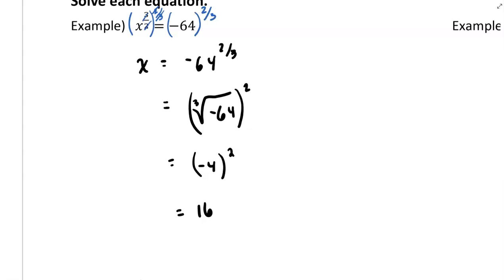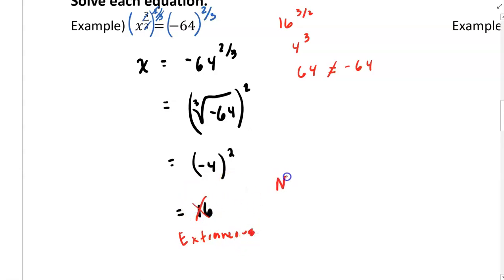So I have my original equation, x to the power of 3/2. So 16 to the power of 3/2. What is this? Well, the square root of 16 is 4. 4 to the power of 3 is 64, which is not equal to the right side, which is negative 64. So this solution is extraneous. Our answer, no solution.